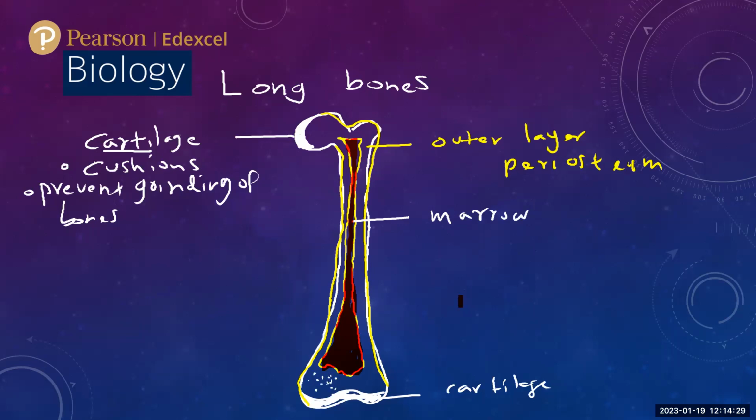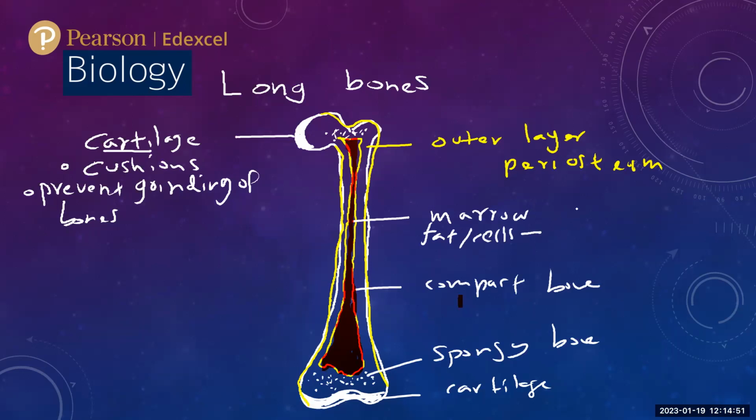This region of the bone is a little softer than the other region. These regions are called spongy bone, and these are called compact bone. The marrow consists of fat and cells. Mostly we should know that bone marrow produces red blood cells. It is a place to produce blood cells. And the two ends of the bones are called the epiphysis.